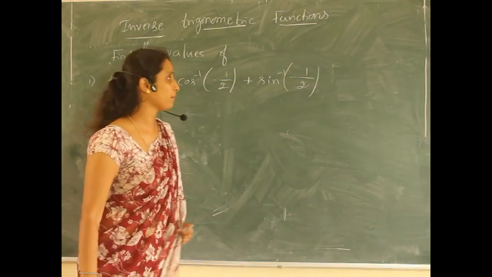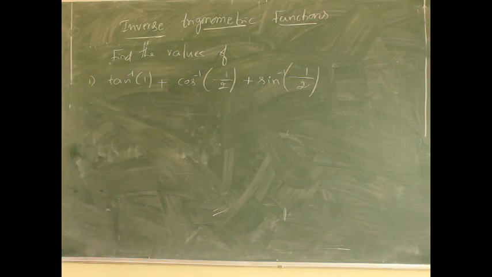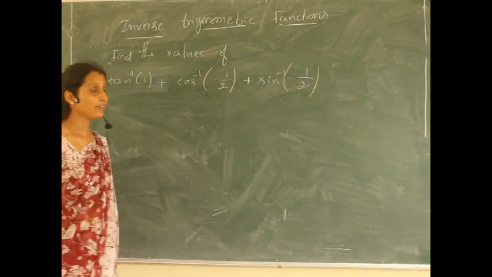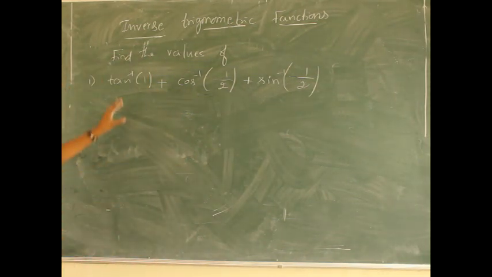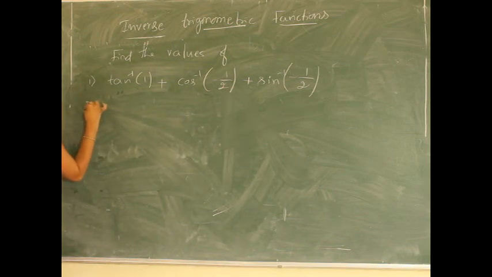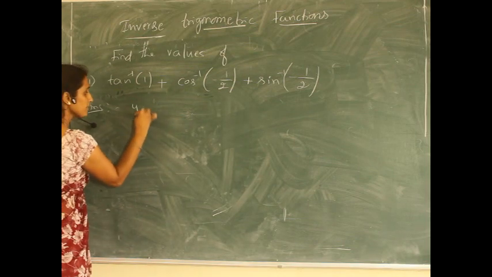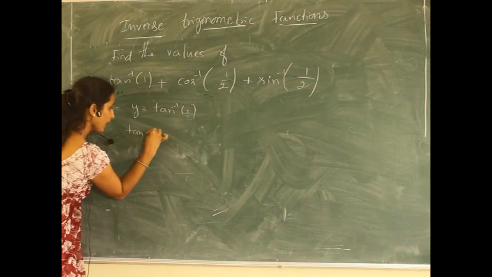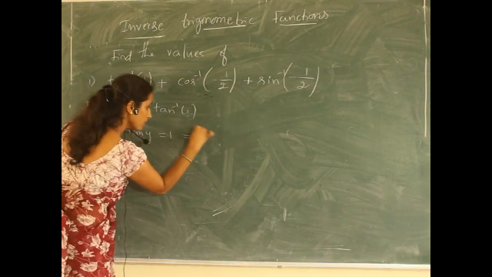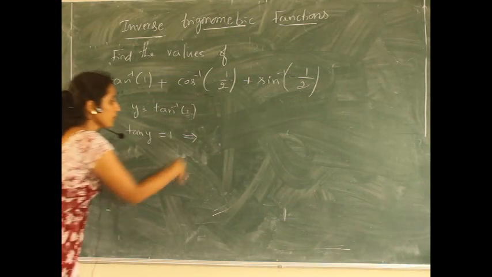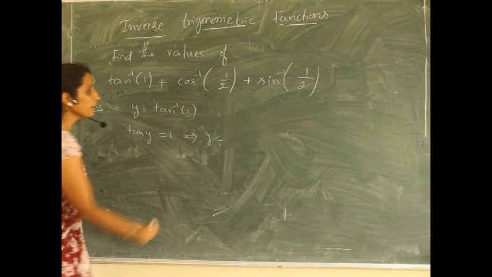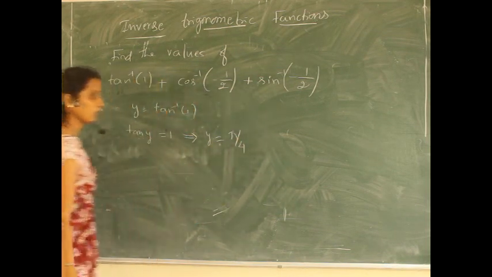Here we have to calculate the value of each inverse trigonometric function separately, and then add those values to get the final answer. First, y is equal to tan inverse of 1. So tan y is equal to 1. This implies y is equal to what? Tan y is 1 when the angle is pi by 4.